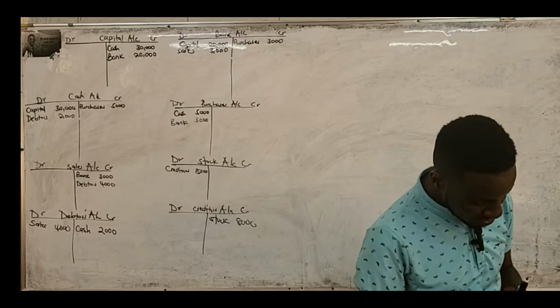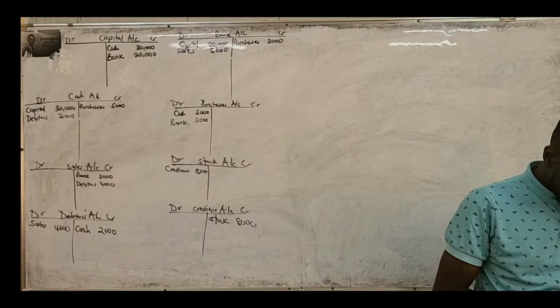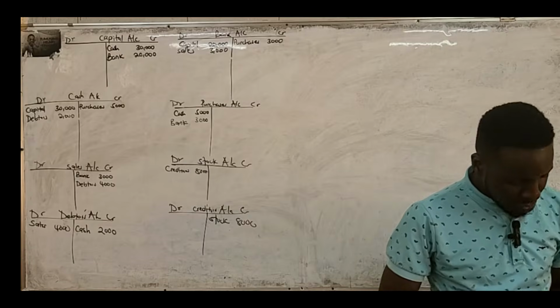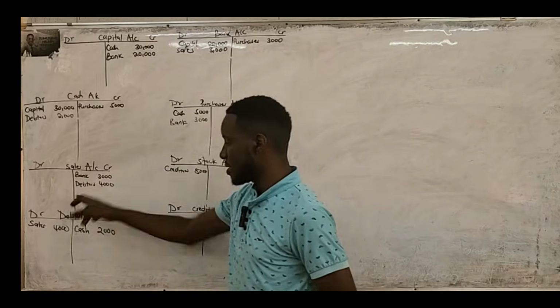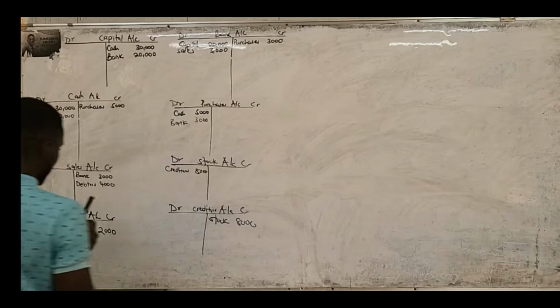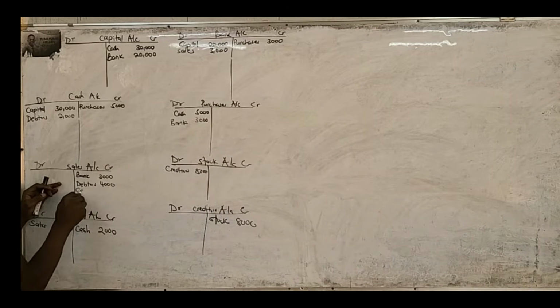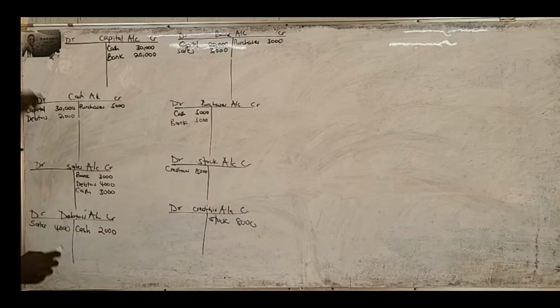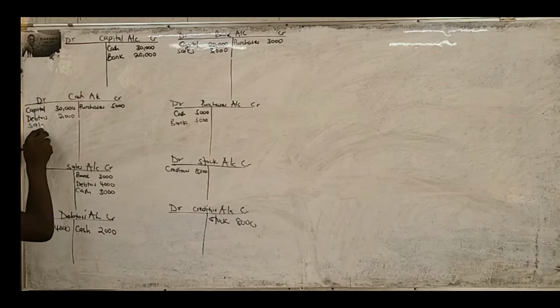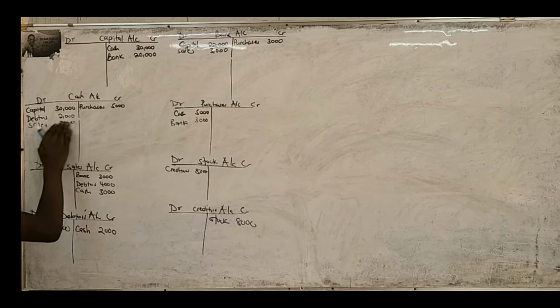So the next transaction says sold goods worth 3,000 by cash. So sold goods, we have the sales. So that means when you sell goods, you go to the cash account and say we received cash from sales, and this cash was worth 3,000.